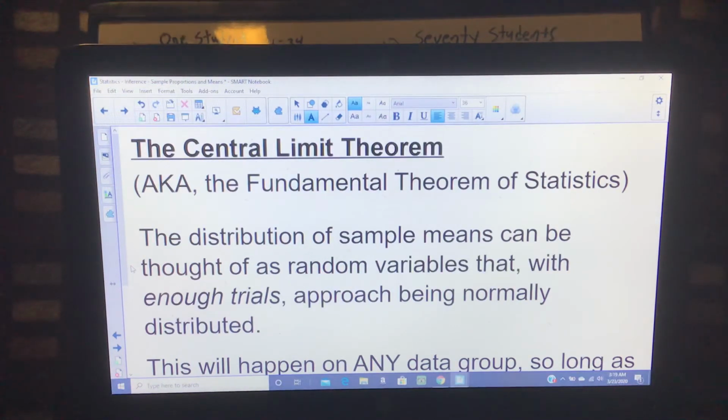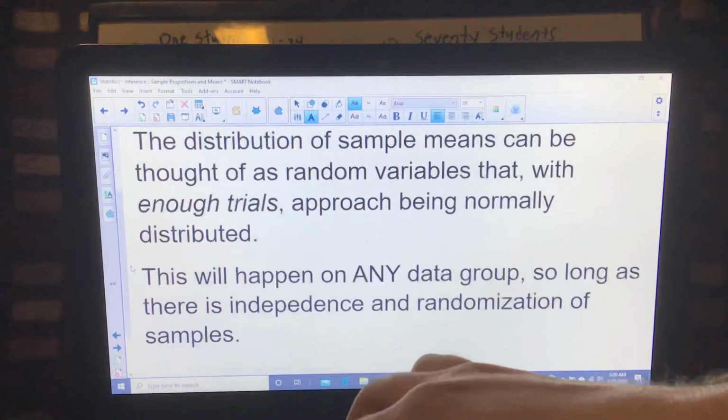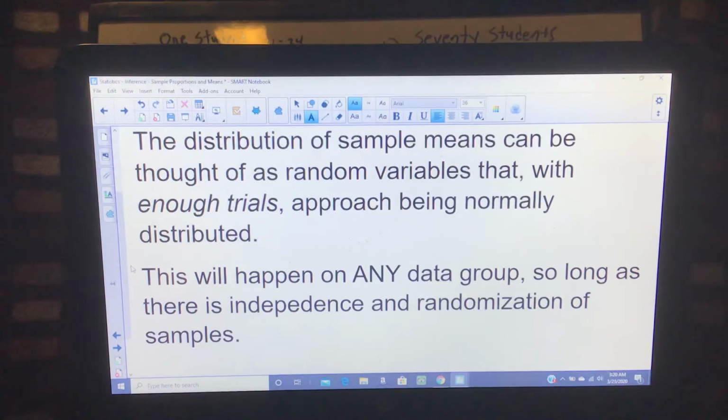What the central limit theorem says is basically what you would have found about the averages in the box had you been able to do it. Basically, it's what I just told you, like what they did last year. It says that the distribution of sample means can be thought of as a random variable that, with enough trials, approaches being normally distributed. So the more means you take, if you took all possible samples and averaged them and looked at their distribution, you'd basically get a normal distribution.